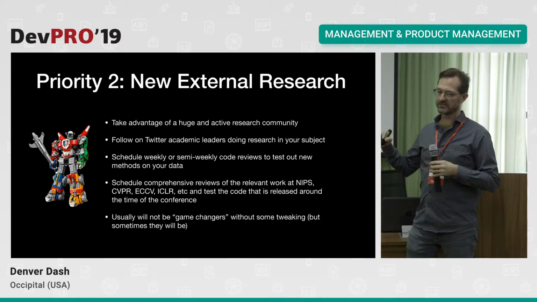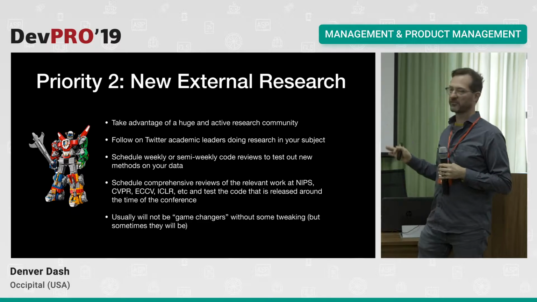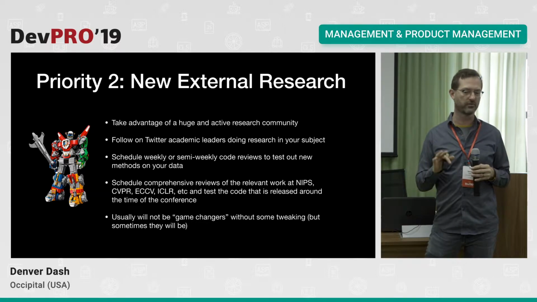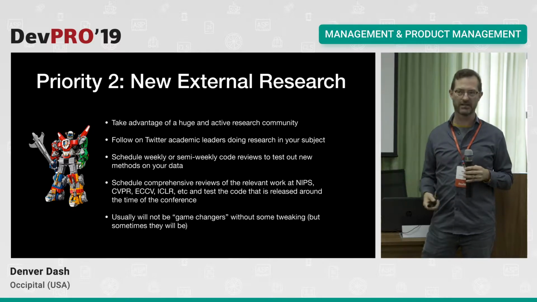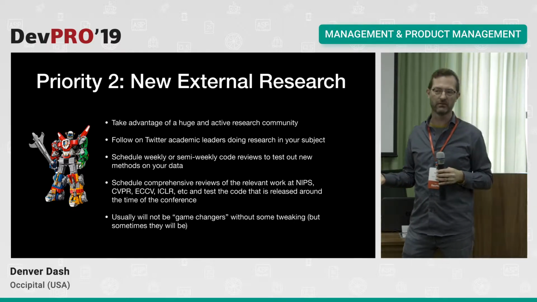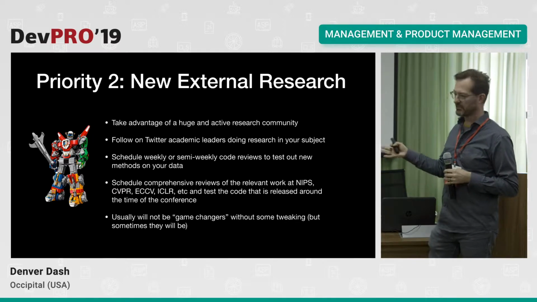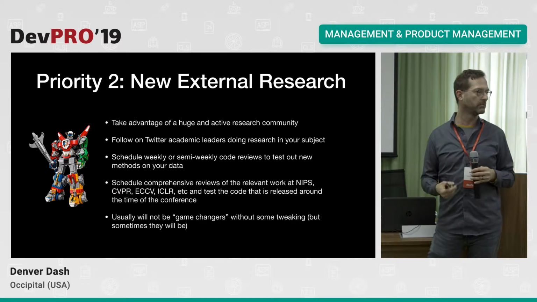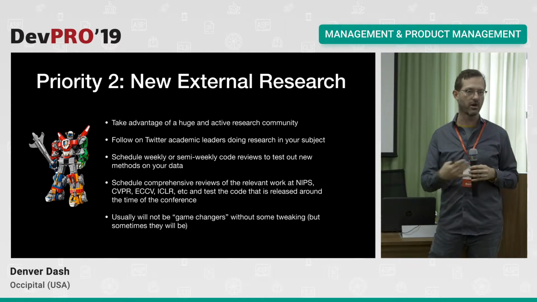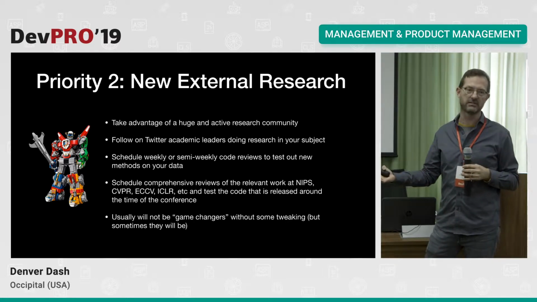So the way that I separate the wheat from the chaff, there's basically 2 mechanisms. One is literally following leaders for the problem that you're interested in on Twitter and finding when a new model comes out. Then in my team, we schedule weekly or semi-weekly code reviews for new models that have come out, and we just test them on our data and our problem and compare them to our quantitative metrics to see how they compare.